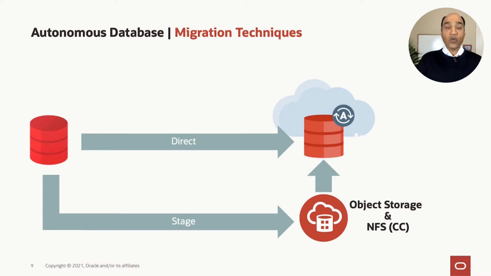Okay, so now we get into the migration methods. First of all, when it comes to Autonomous, all migration is logical. So you have to understand that you will be migrating the data and not the database, right? So you cannot take data files themselves and move them to Autonomous, which is very typical in a migration, whether you're using transportable tablespaces or RMAN-based physical migration. Those options are not available to you. You actually have to take the data and move it to the Autonomous database.